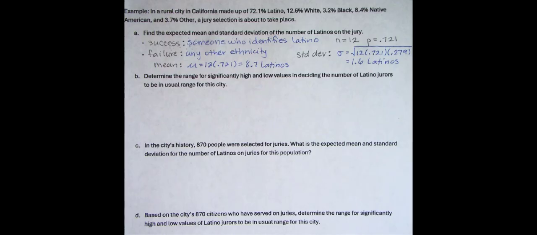We now want to determine the range for significantly high and low values in deciding the number of Latino jurors in the usual range for the city. Remember that you are just working with two standard deviations away from the mean. You want to use the mean and standard deviation that you've already found in Part A. We will now have our range for significantly low and high values. Our range is between 5.5 and 11.9 expected on the jury.